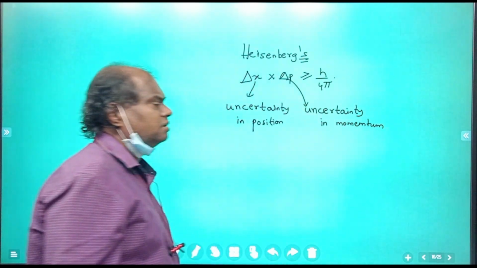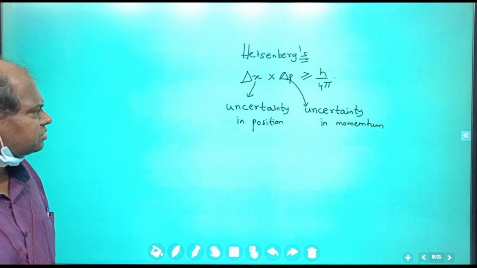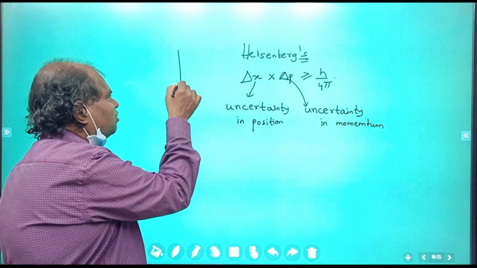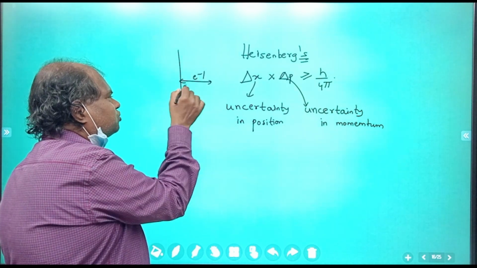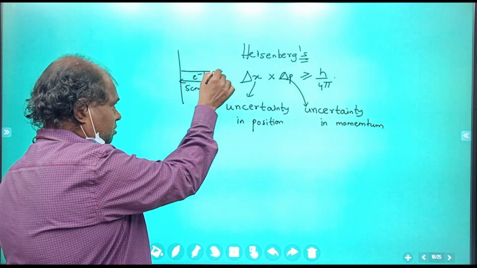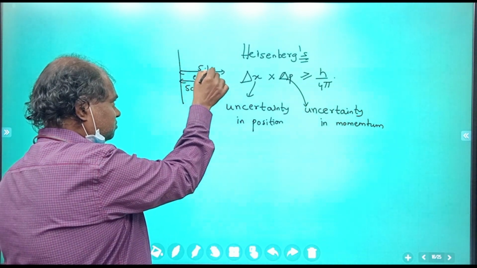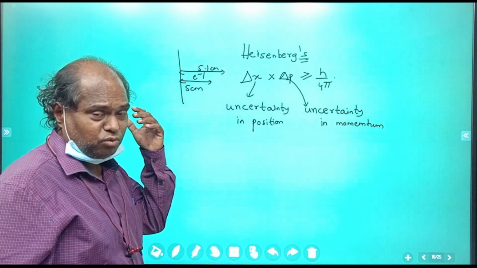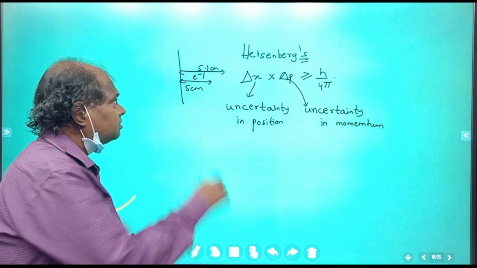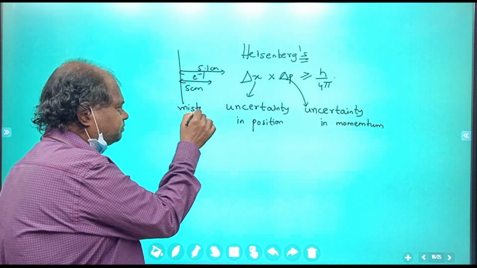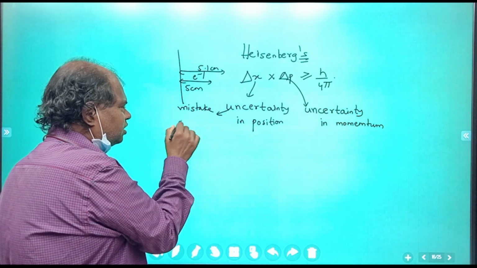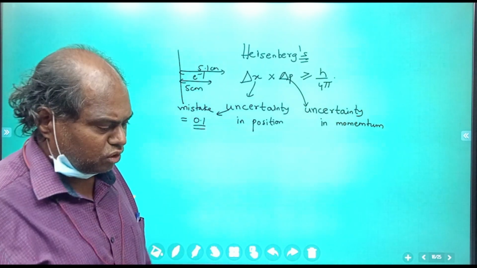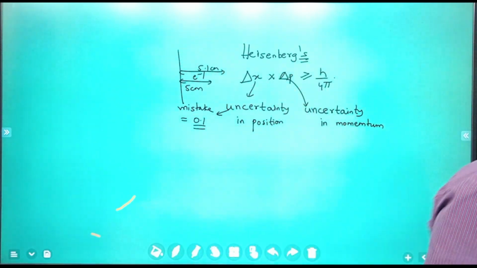Okay, fine. Let's take some questions. Before I take up those questions, what is the meaning of uncertainty in position? Suppose your electron is actually at a distance of 5 centimeter, but you are measuring it as 5.1. The mistake you have done is 0.1. That is what is uncertainty. So uncertainty means how much mistake you have done. You are not certain about that 0.1, clear?